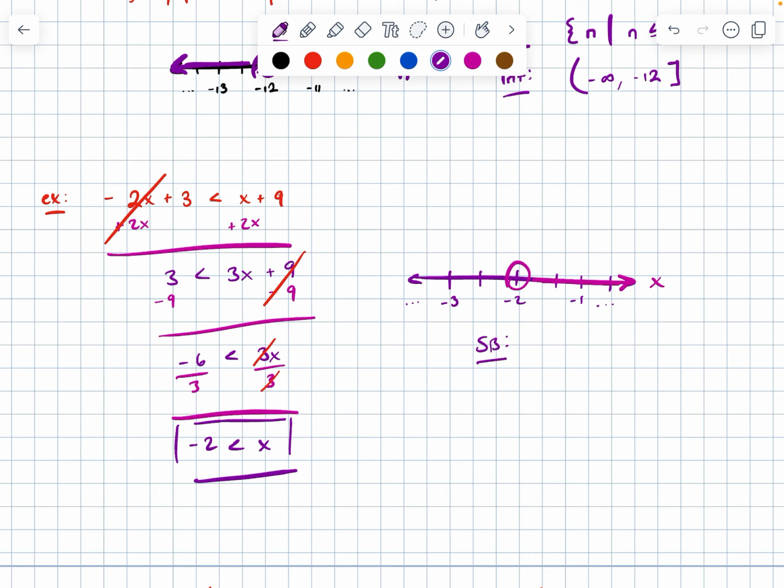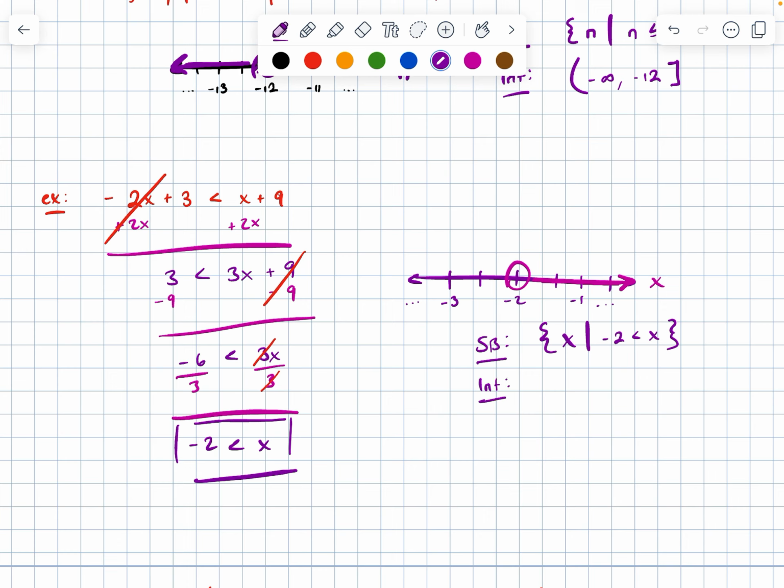Last move. Let's write our notations. My set builder: well, I've got the set of all values of x such that my criteria, well, I said negative 2 needs to be less than x. Equivalently, I know I can write x is greater than negative 2. And finally, my interval notation.